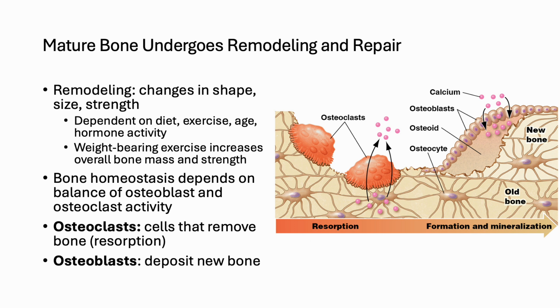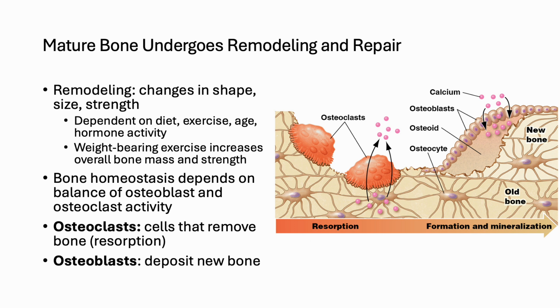Even after growth plates close, bone remains an active tissue, constantly undergoing remodeling. Remodeling involves both osteoblasts, which deposit new bone, and osteoclasts, which break down old bone. This process allows bone to change shape, size, and strengthen in response to stress. Weight-bearing exercise, for example, stimulates osteoblasts to increase bone density, while a sedentary lifestyle may lead to bone loss. Remodeling also ensures bone remains strong and free of microdamage, adapting to the body's needs over time.